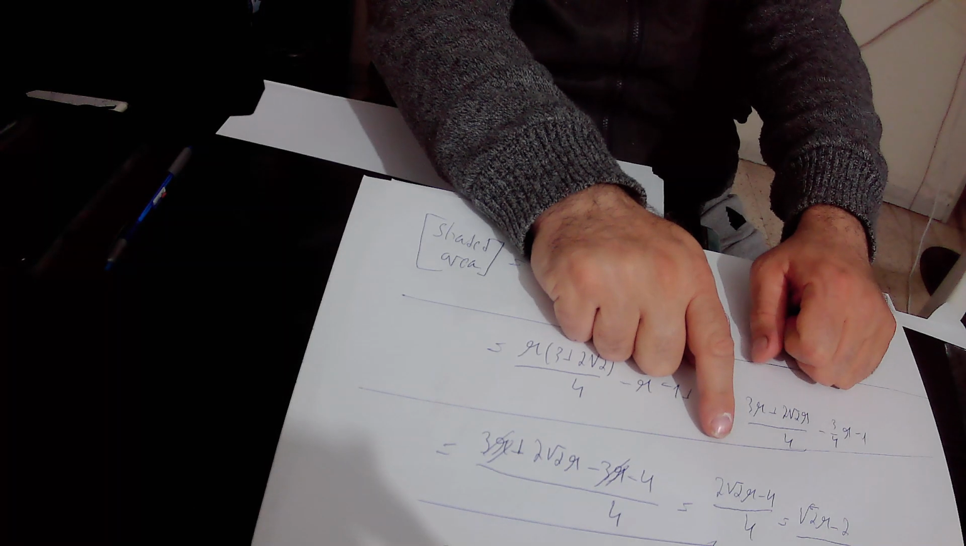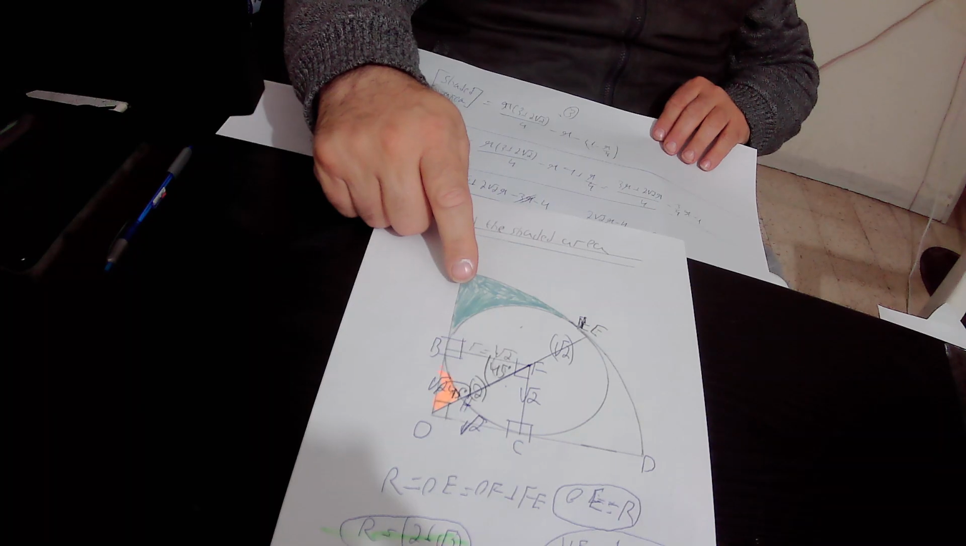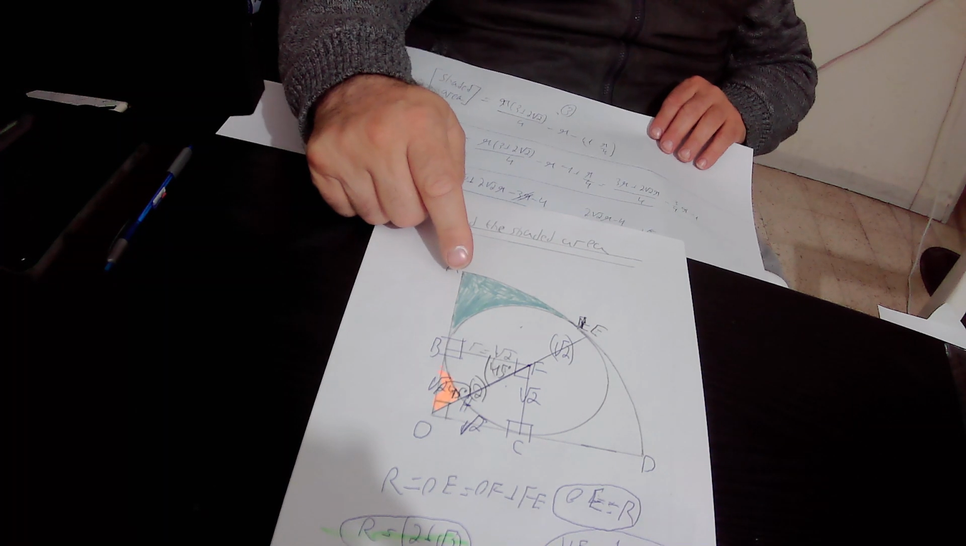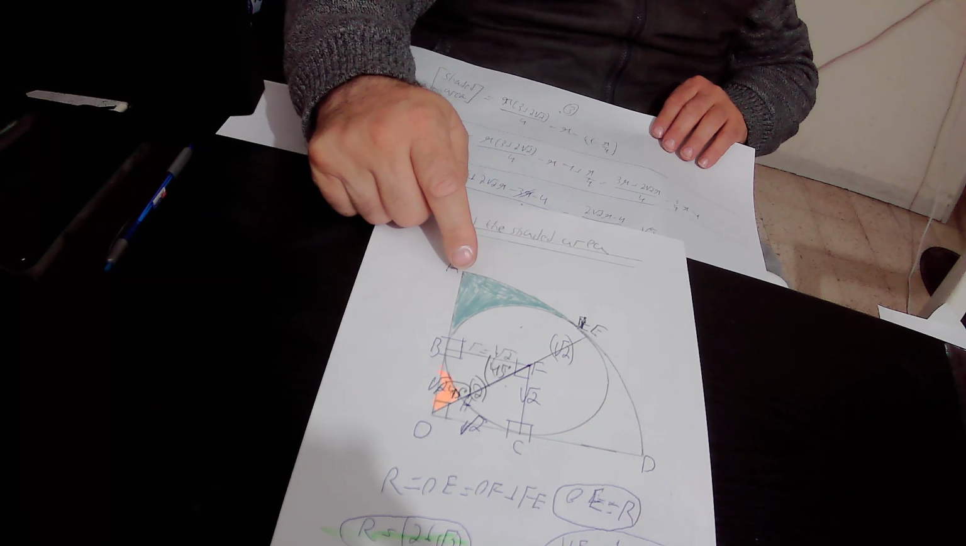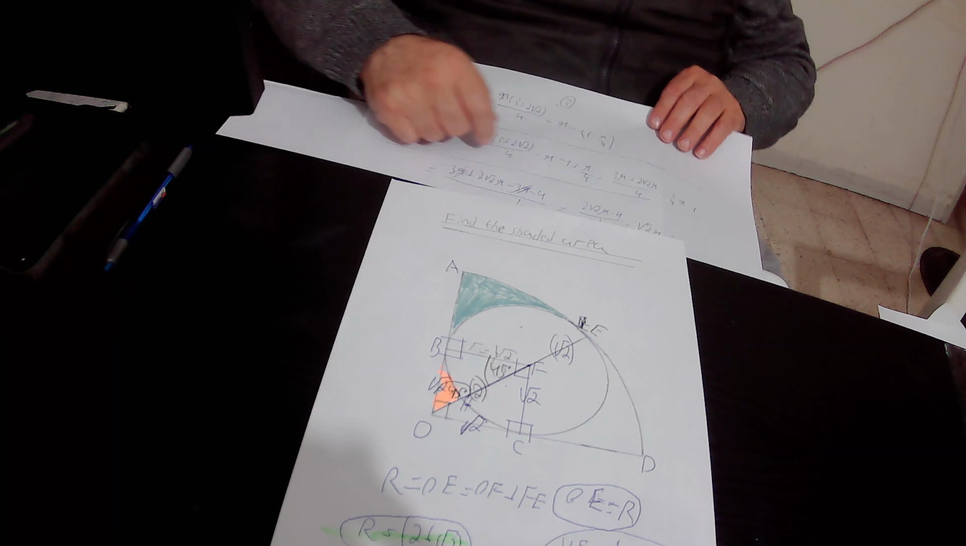So in conclusion, we found out that the value of this shaded area equals the square root of 2 times pi minus 2, over 2 square units, or in terms of numbers, it equals 1.2214 square units. Okay? Thank you very much.